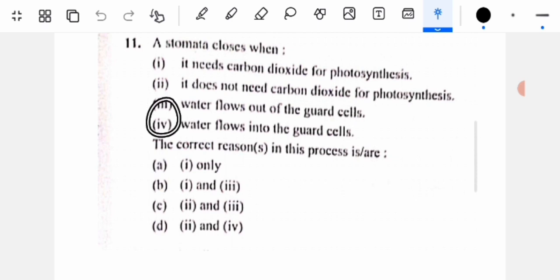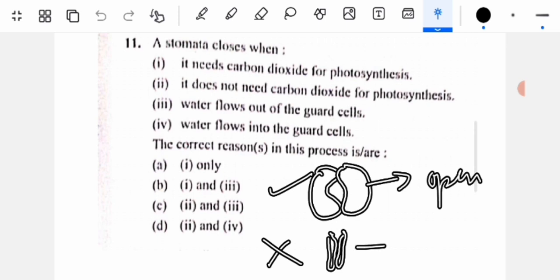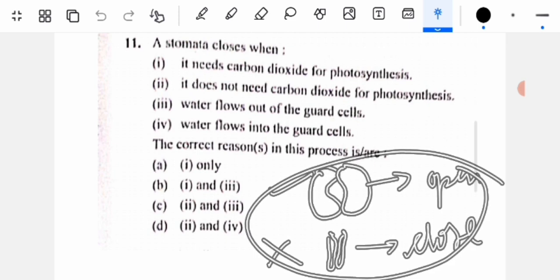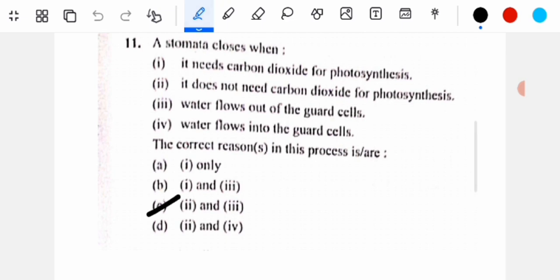Then in these two statements, we have learned that when the water is there, the guard cell gets swollen. When the guard cell gets swollen, the stomata will open. When the water is not there, the guard cells will shrink. Then the stomata will what? Close now. So this condition is satisfied by which of the statements? This one. Water flows out of the guard cells, then the guard cells shrink, then the stomata will close. So the answer is option C. Second and third statements are correct.